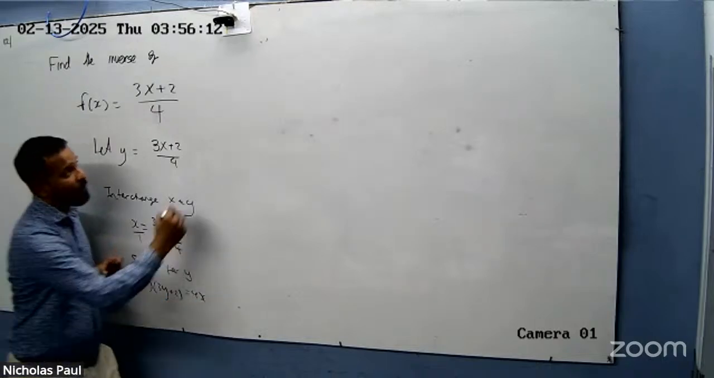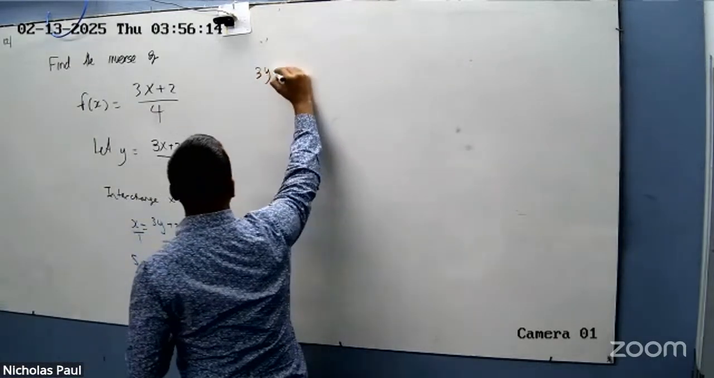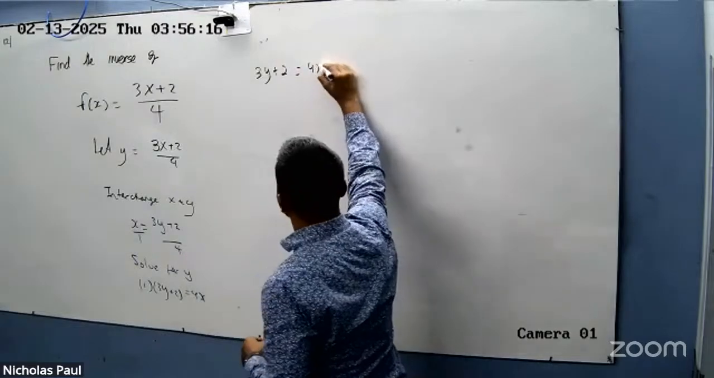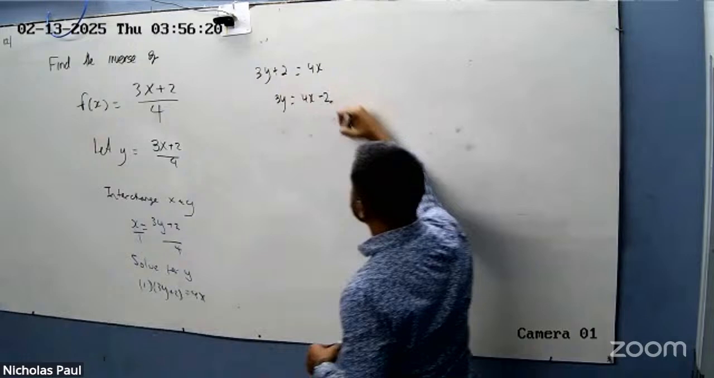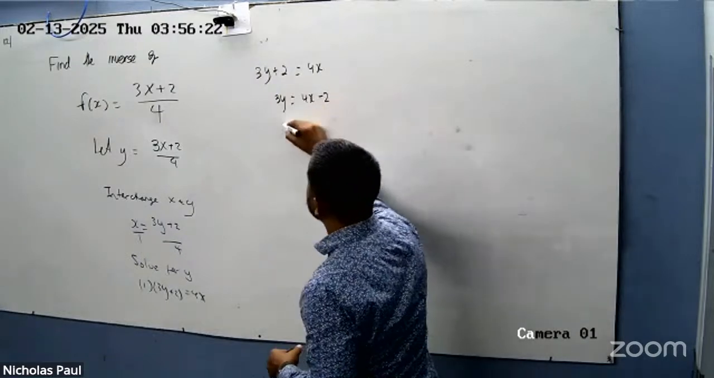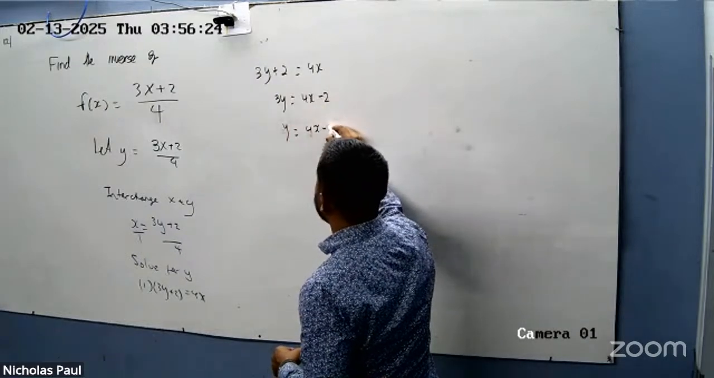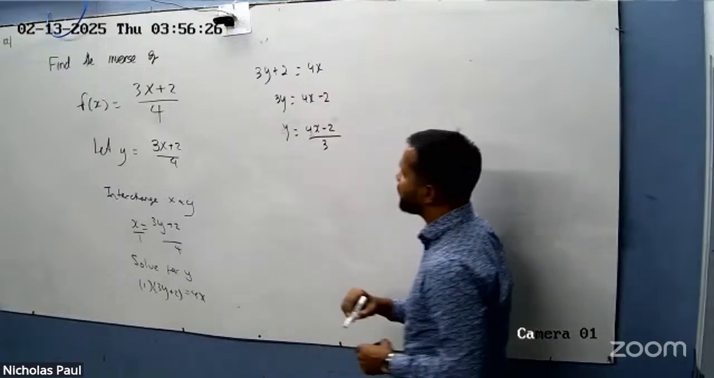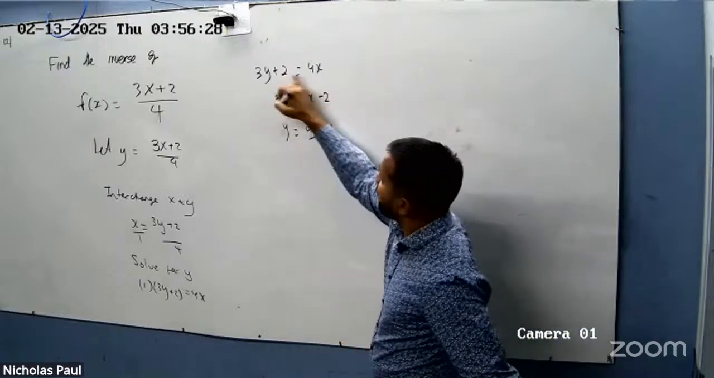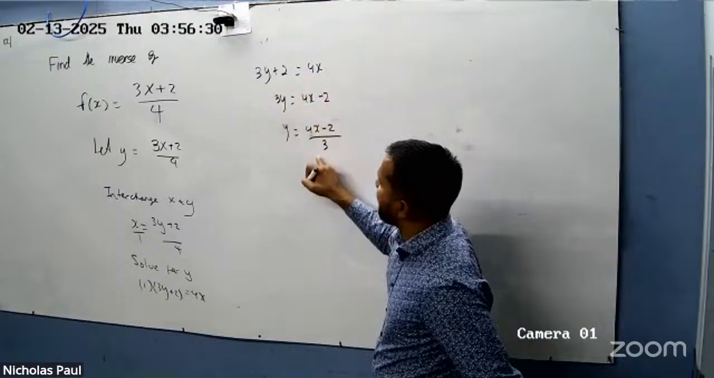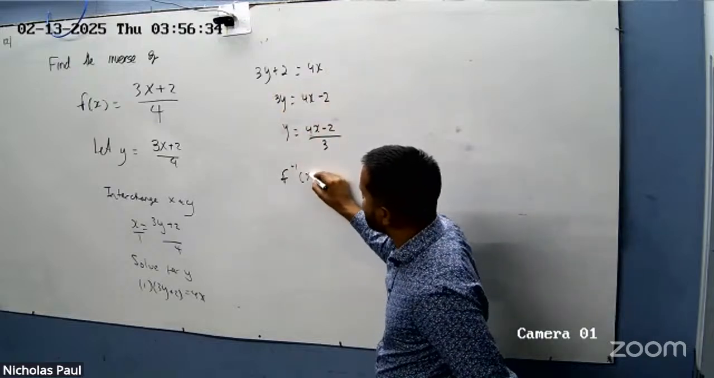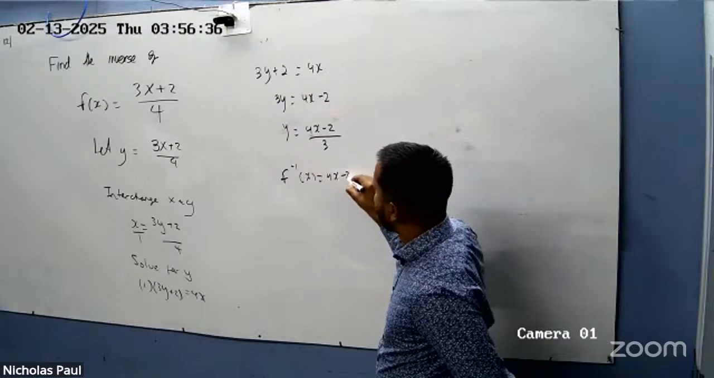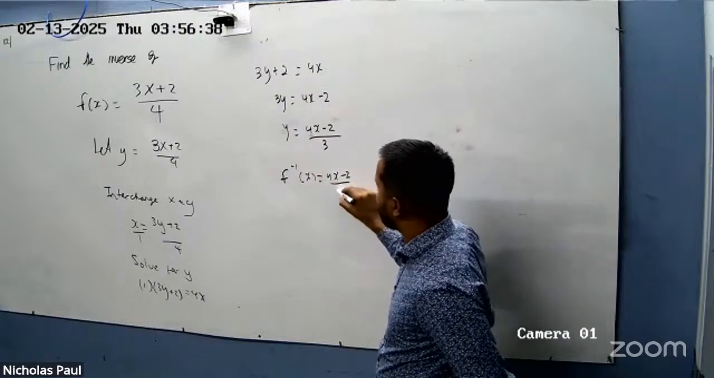And then make y the subject of the formula. 3y plus 2 is 4x. 3y is equal to 4x minus 2. Y is equal to 4x minus 2 all over 3. Right? Carry across the plus 2, you get minus 2, and then divide both sides by 3. When you reach here now, f inverse is equal to 4x minus 2 all over 3.